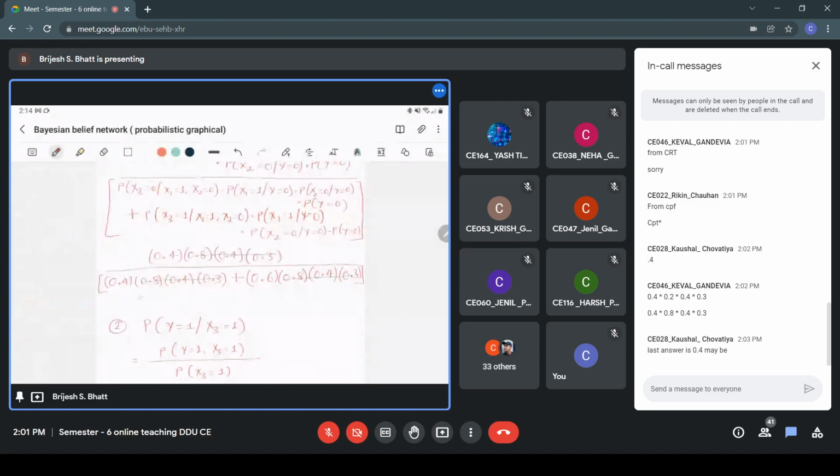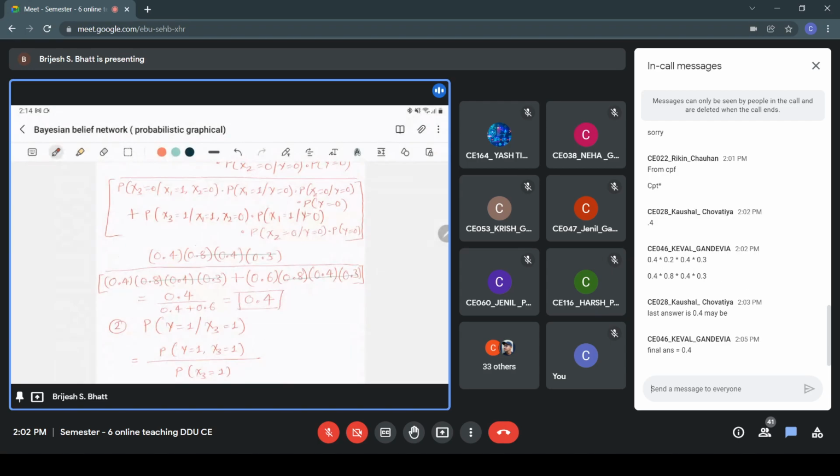So it will be 0.4 divided by 0.4 plus 0.6, which is equal to 0.4. So Kaushal says it is 0.4, and I also get 0.4. So are you all getting the same answer? 0.4?